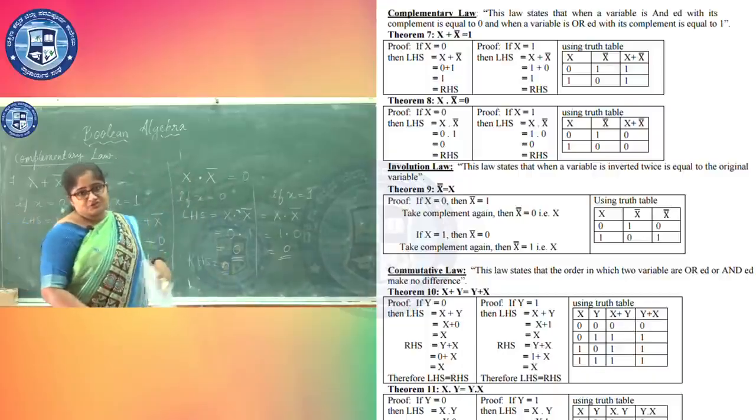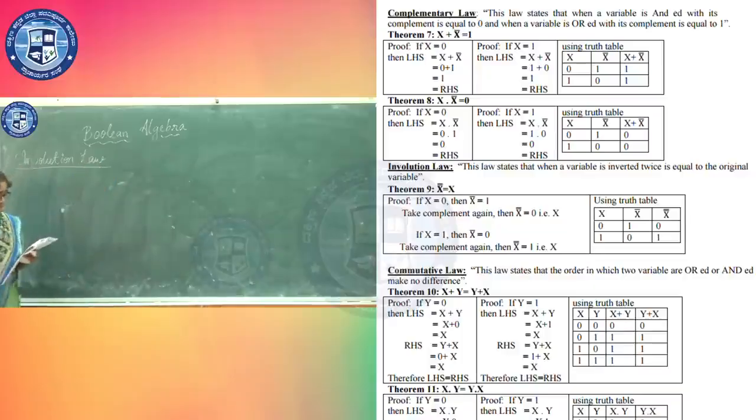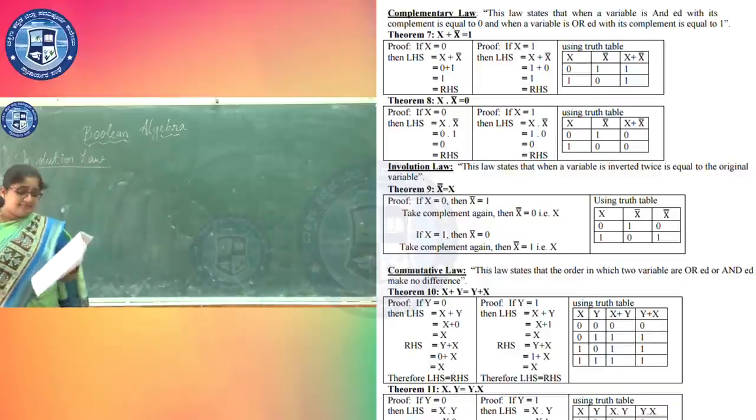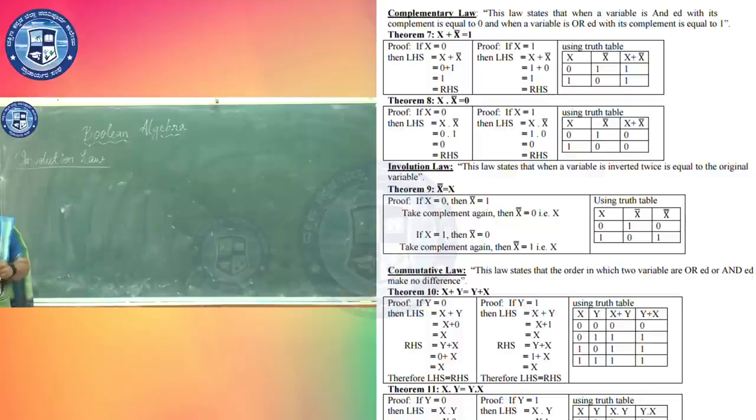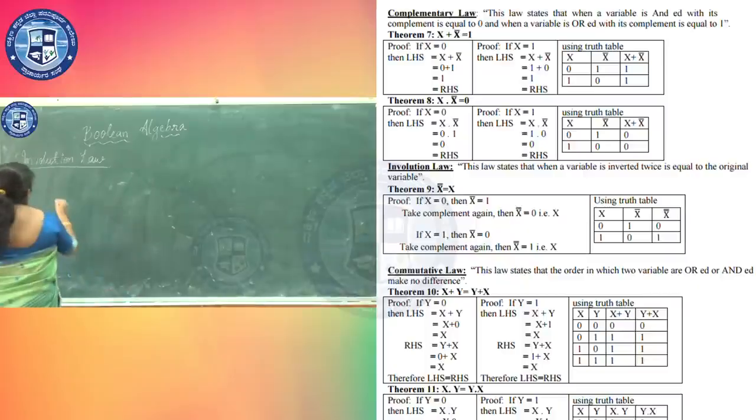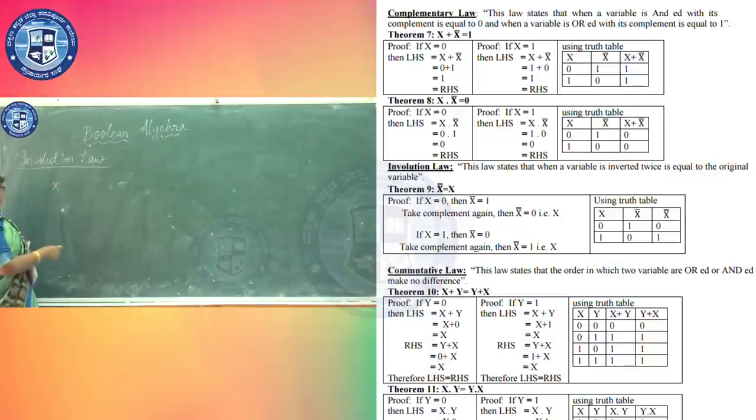Next we have the involution law. This law states that when a variable is inverted twice, it is equal to the original variable. When a variable is inverted once, and the variable is inverted again, then that will be equivalent to the original variable. So how do we prove this? We have only one variable over here.